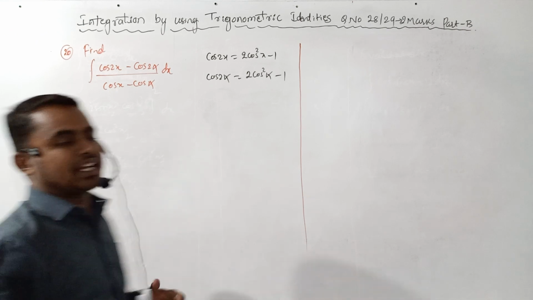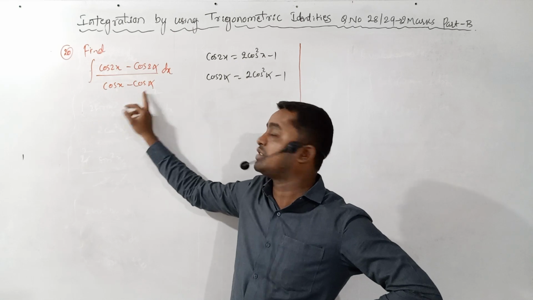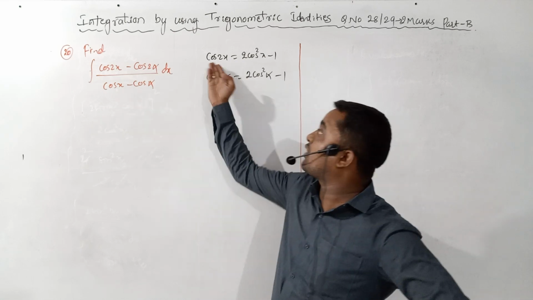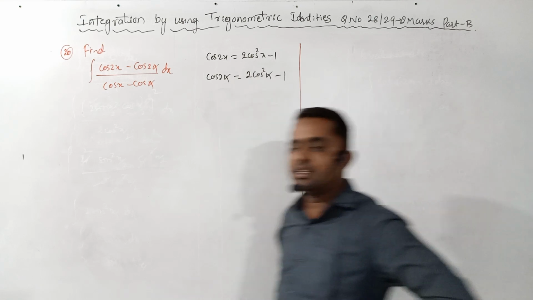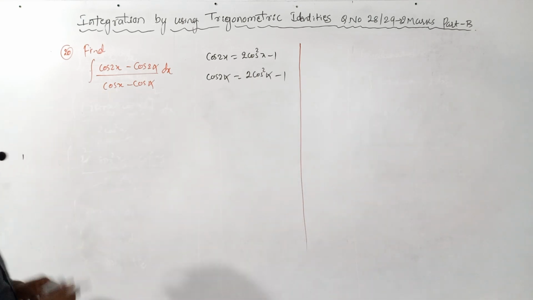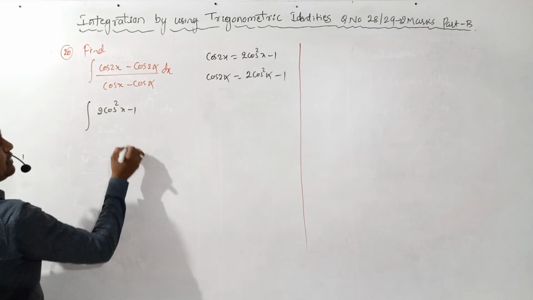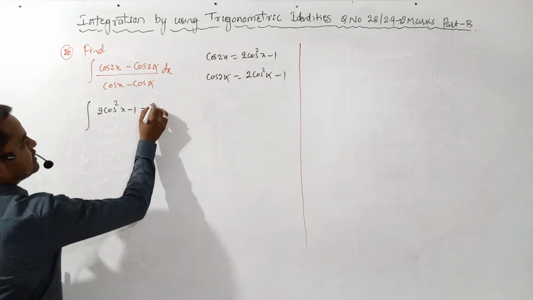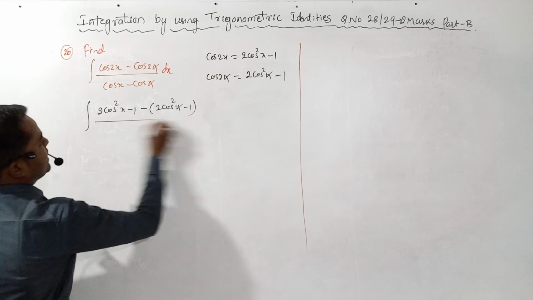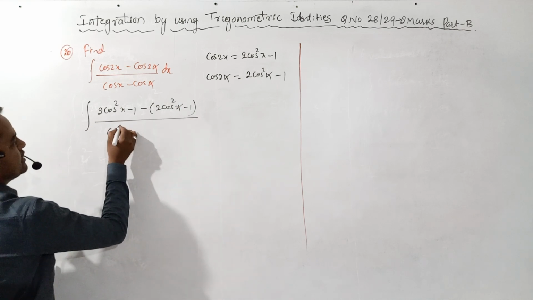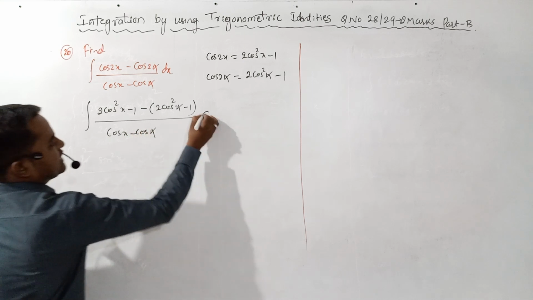Next, find the integral of (cos 2x minus cos 2 alpha) divided by (cos x minus cos alpha) dx. Here we know that cos 2x is written as 2 cos square x minus 1, and cos 2 alpha can be written as 2 cos square alpha minus 1. It's very simple. So we have (2 cos square x minus 1 minus (2 cos square alpha minus 1)) divided by (cos x minus cos alpha) dx.